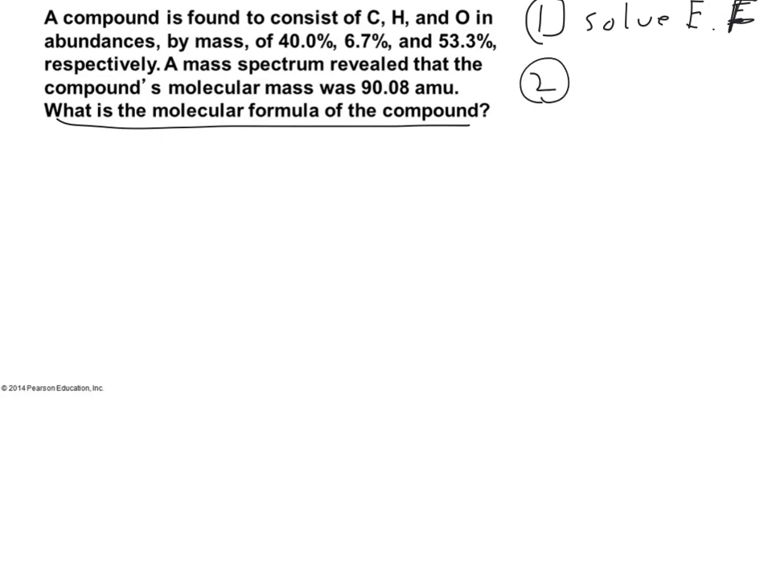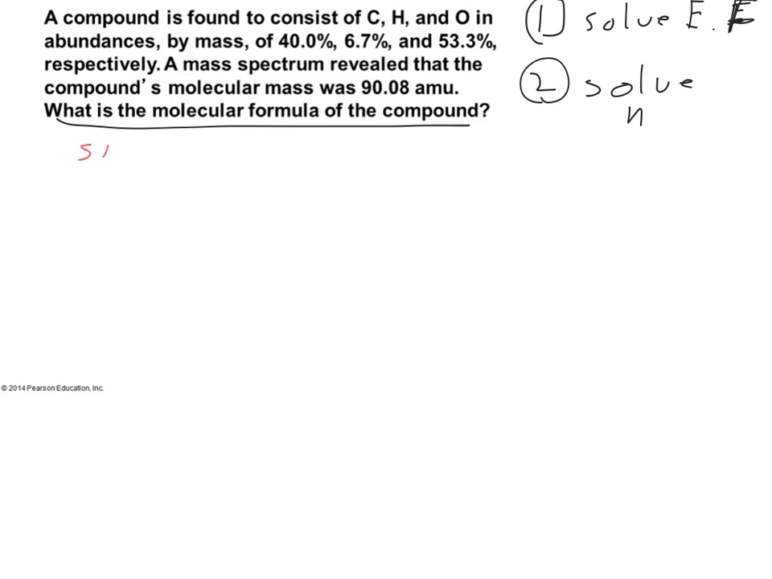In order to get the molecular formula, we first are going to get the empirical formula. So we're going to do this in 3 steps. Solve for the empirical formula using our 4-step method. And once we have that empirical formula, we're going to solve for the multiplier n. So let's solve for the empirical formula first.